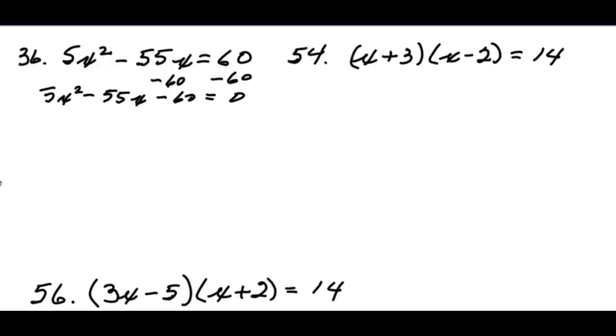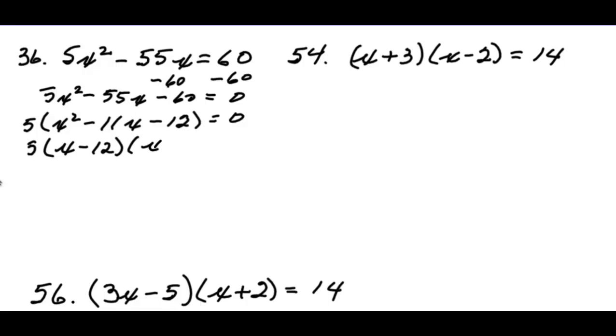Now, we do have a common factor we can pull out of there, and that's the 5. When we pull that 5 out, we get x squared minus 11x minus 12 equals 0. Now we can factor, and what two numbers when multiplied together give me a negative 12 and when combined give me negative 11? That is x minus 12 times x plus 1.